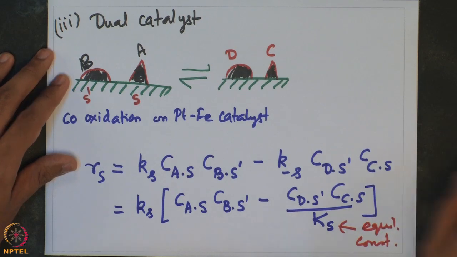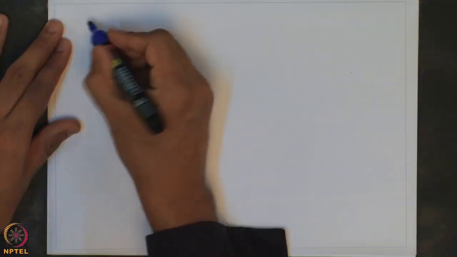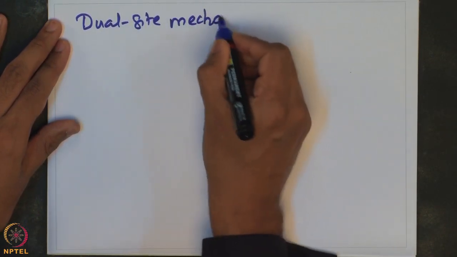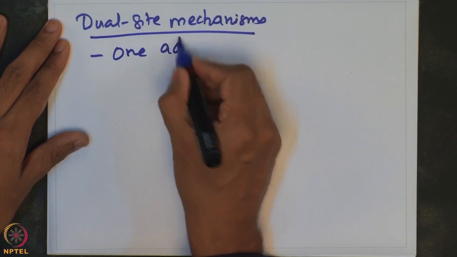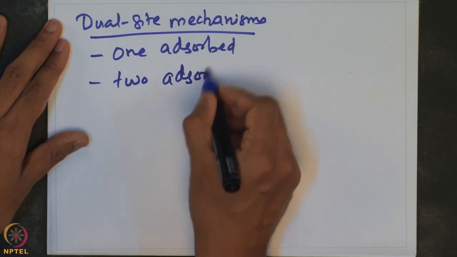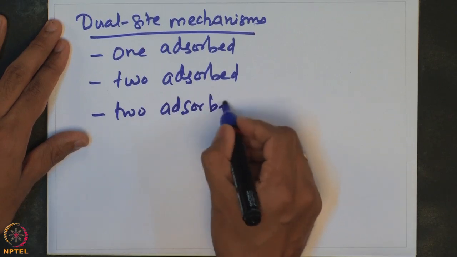So what we have seen in the dual site mechanism is 3 specific cases, and the rate at which these 3 specific mechanisms are described, the type of kinetics, is what is called the Langmuir-Hinshelwood kinetics. So the dual site mechanism has 3 subtypes, where you have once adsorbed species, 2 adsorbed species, and 2 adsorbed species on dual catalyst. These are the 3 cases we looked at.